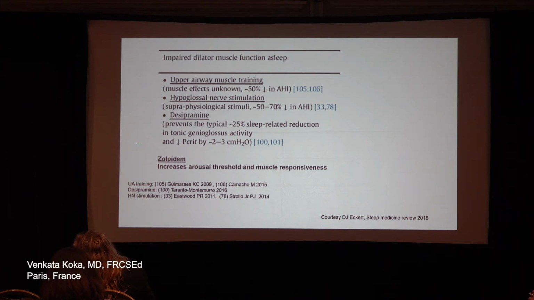Here is desipramine. We are using drugs at this moment. Desipramine increases the genioglossus activity and decreases the arousal frequency. And we have a conception that all the benzodiazepines give apnea. It's not true. Because if you take zolpidem, it increases the arousal threshold, so the muscle has enough time to respond, and at the same time there is muscle responsiveness. Like alprazolam, the myorelaxants can decrease the muscle responsiveness.